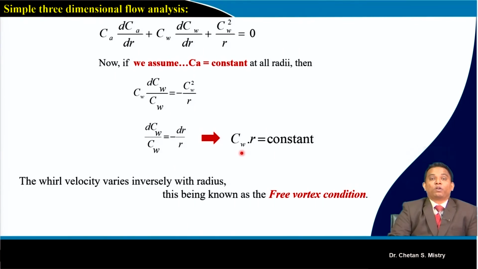If you recall from your fundamentals of fluid mechanics or aerodynamics, when we write Cw into r equal to constant, that is defined as a free vortex flow. So we are coming to a stage where I call this condition the free vortex condition. So this is my free vortex condition.